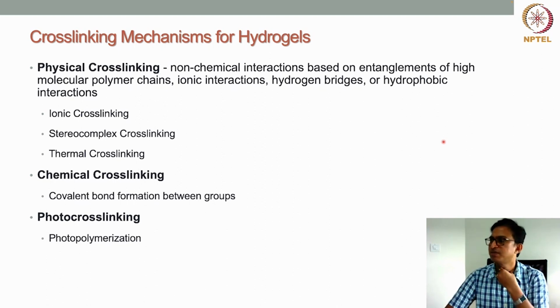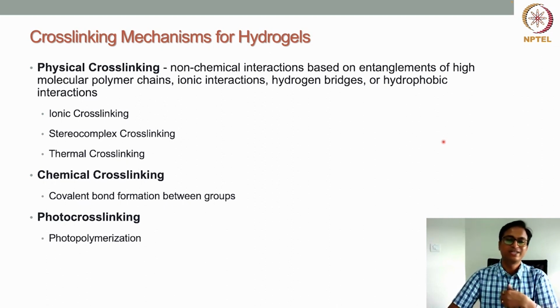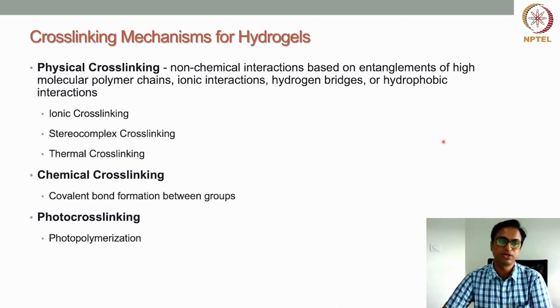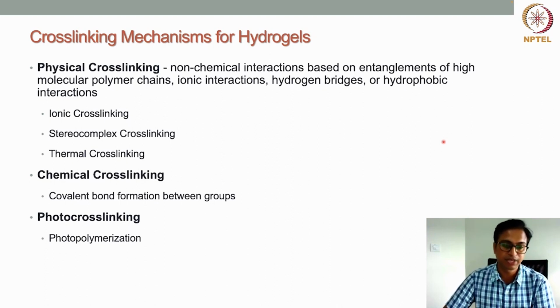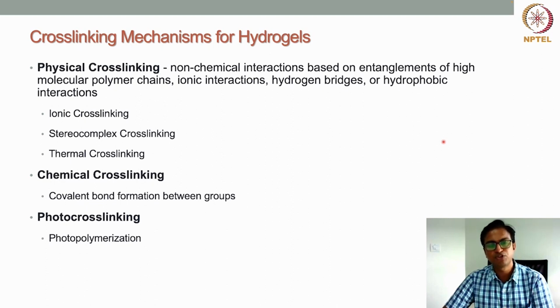Chemical cross-linking is a very powerful way to introduce cross-linking, because it is irreversible. Mostly physical cross-linkings are reversible in nature, but chemical cross-linking is irreversible. It is the permanent bond formation between the groups. Right? Similarly, there is another way, which is photo cross-linking.